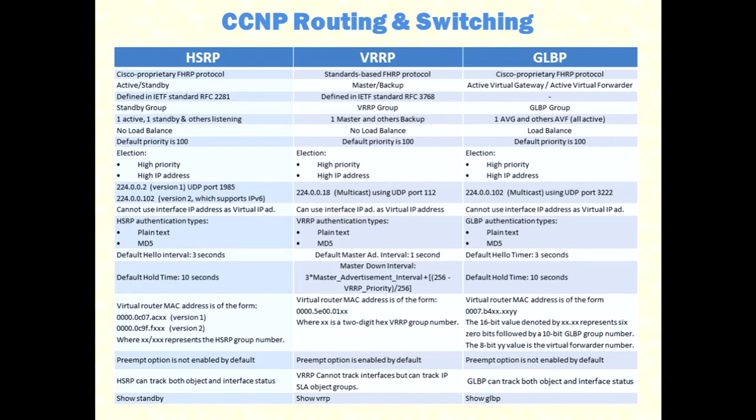The router that's actively forwarding traffic of the subnet is called the active router, and in the VRRP is called master, and in GLBP is called AVG, which is the abbreviation of active virtual gateway. The router that is candidate to become the next active router in the HSRP is called the standby router, and in VRRP is called the backup router. In GLBP is called AVF, active virtual forwarder.